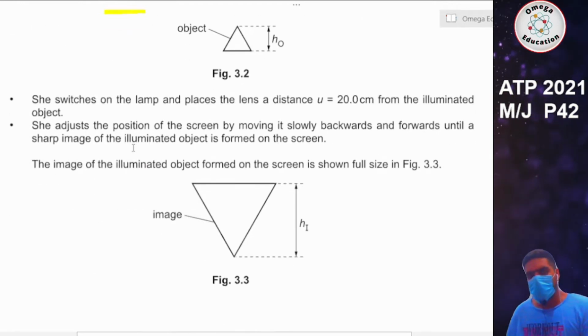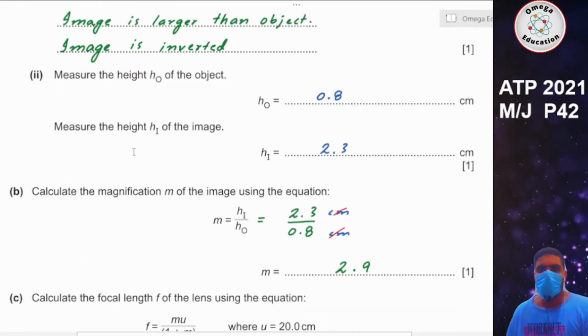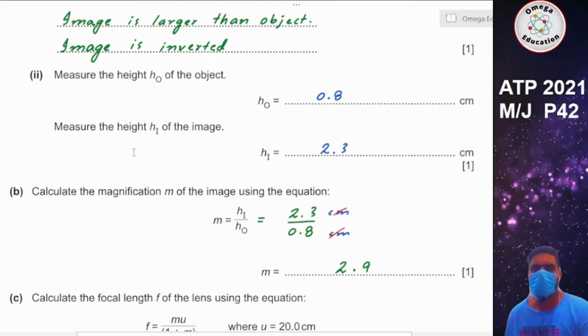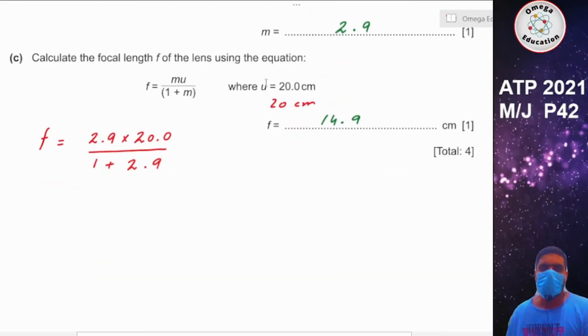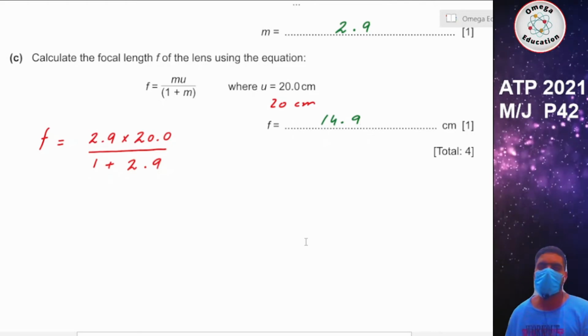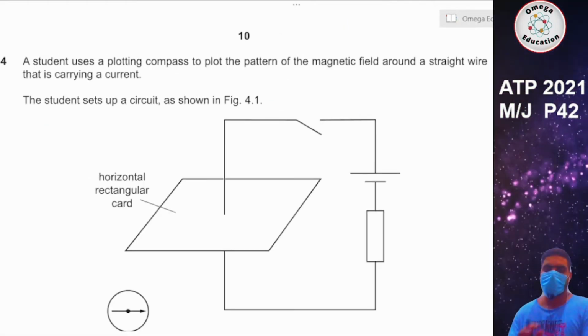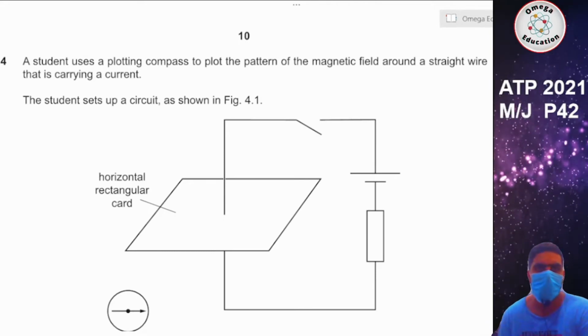Pretty much straightforward marks. You didn't have to apply any concept of physics, just some mathematical formulas and sorting out the data, handling the data and stuff like that. So let's move on to the next one.